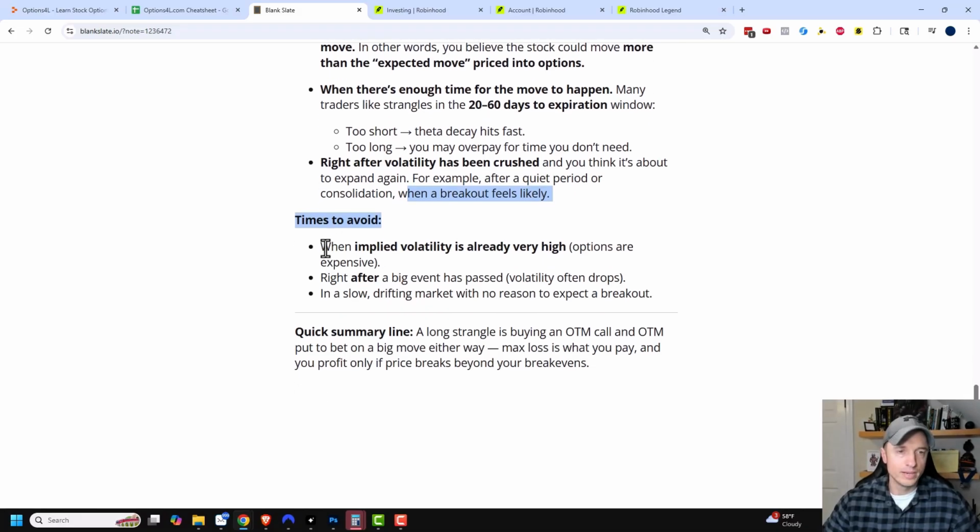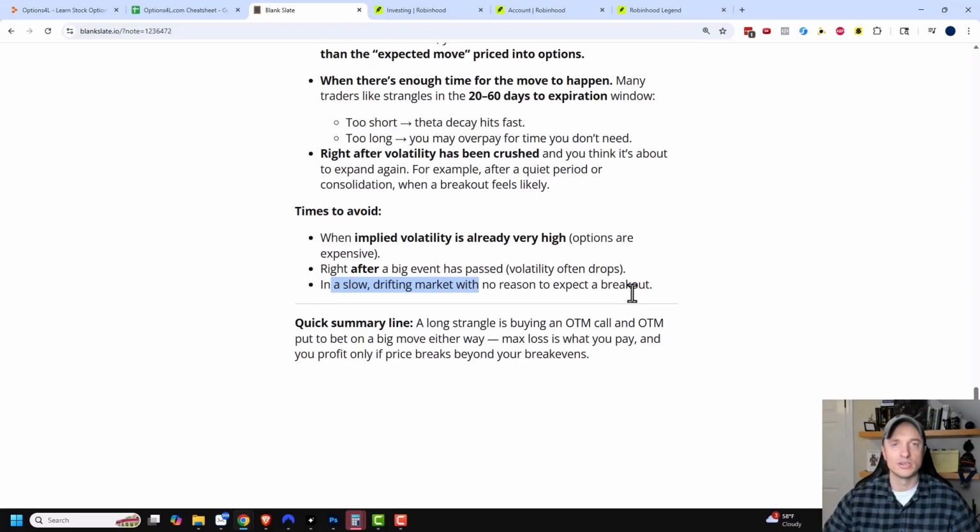Some times to avoid: when implied volatility is already very high, options are already expensive. Right after a big event has passed, so volatility has already dropped. And finally, in a slow drifting market with no reason to expect a breakout. So if you're not expecting something big to happen, it's probably not a good time to put on a long strangle.